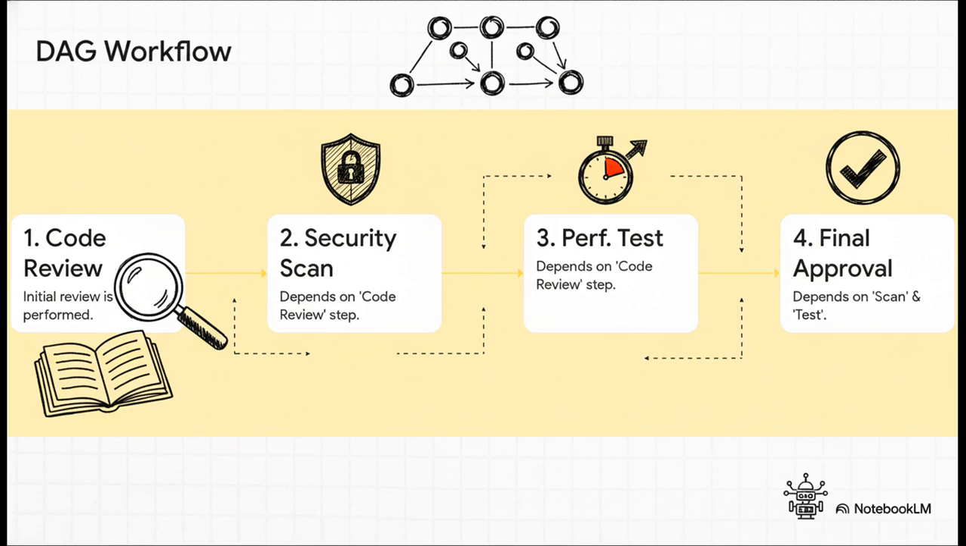Just think of it like a project plan, with all those little dependency arrows. So maybe a security scan and a performance test both have to wait for the initial code review to finish. And then the final approval step has to wait for both of those to be done. It sounds complicated, but here's the cool part. AgenticGoKit handles all of that dependency management for you, completely automatic.